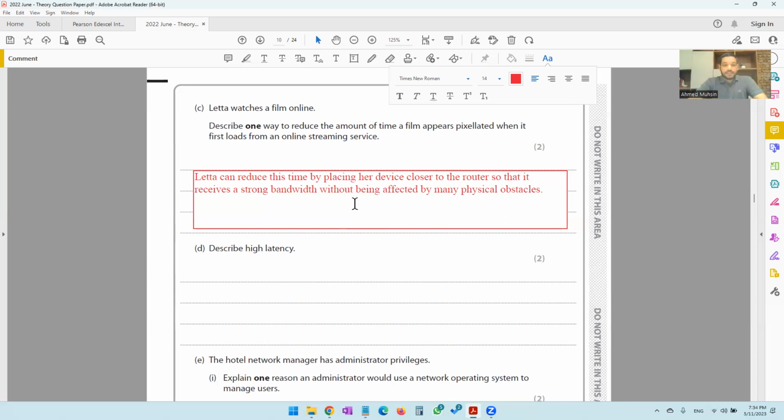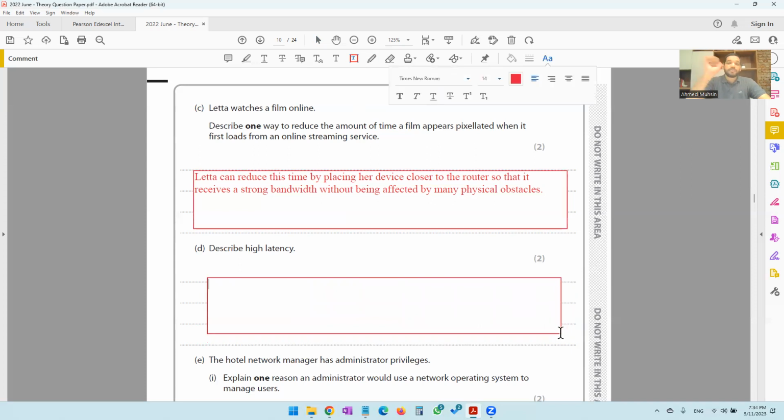The next question goes as: describe high latency. So, guys, when latency is high, basically what happens is it takes a longer time for data to come back to your device, for data to reach your device. So you can say when latency is high, it takes a longer time. The time duration for data to reach your device is high. It takes a long time.